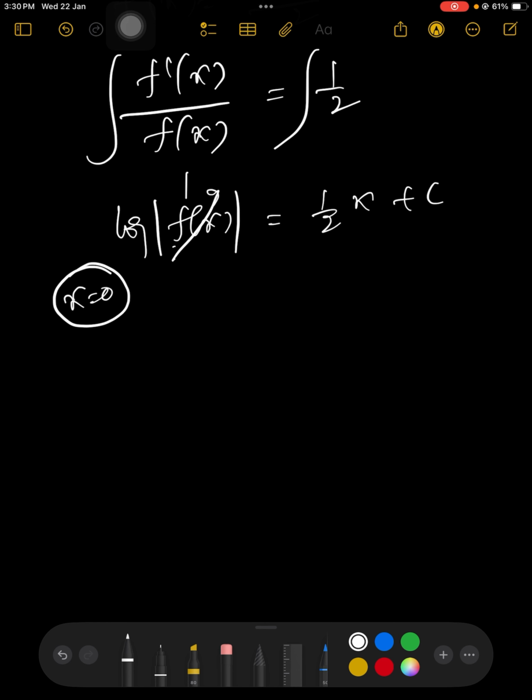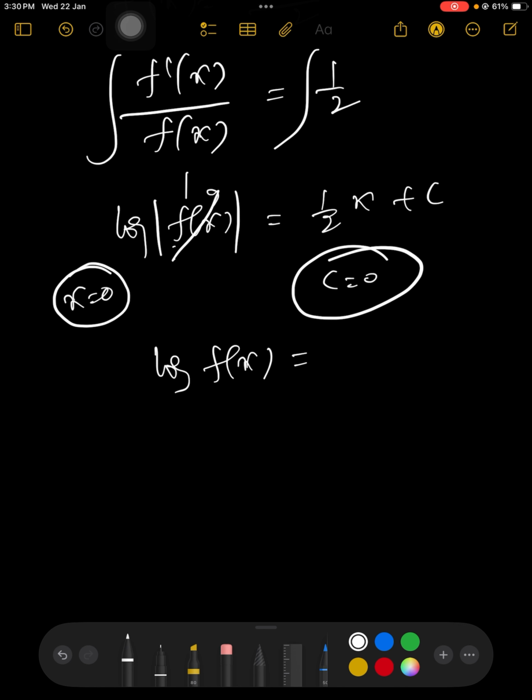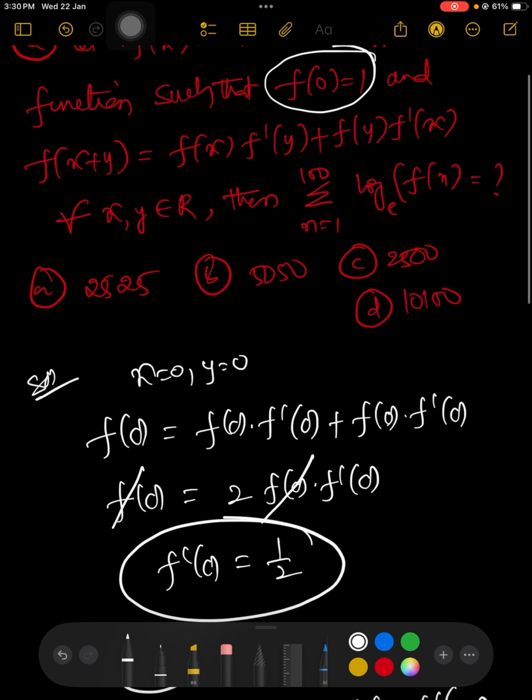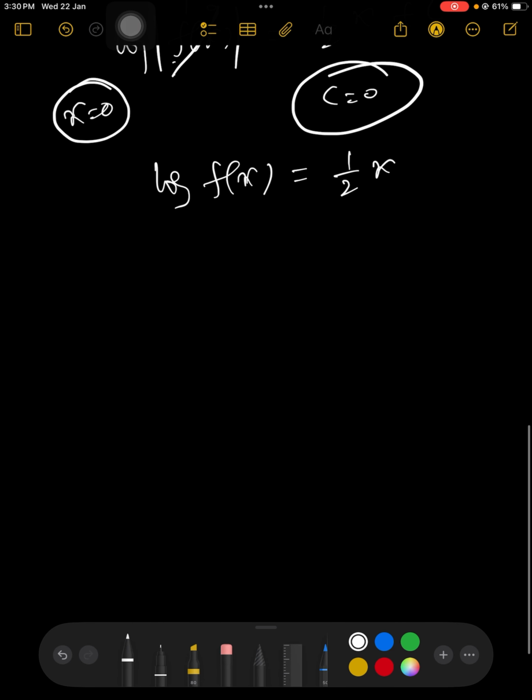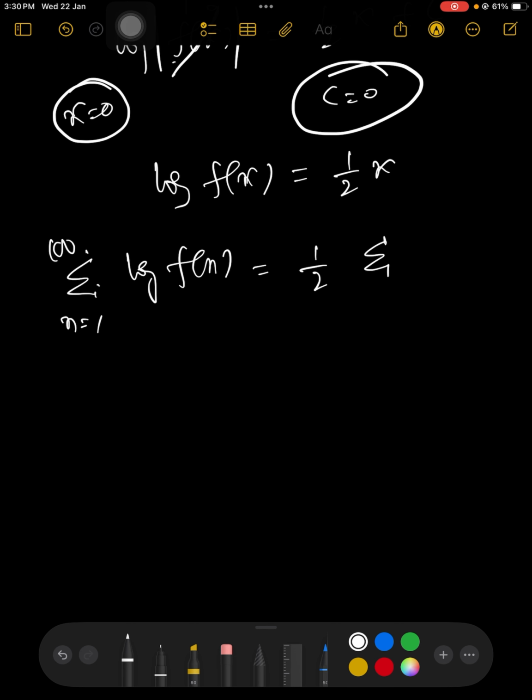Log 1 value is 0 anyway, and here it is 0. Then finally the c value will become 0. So log of f of x is equal to 1 by 2 x. Then we want the sigma n equal to 1 to 100 of log of f of n, right? So that it is 1 by 2 sigma n equal to 1 to 100 n.